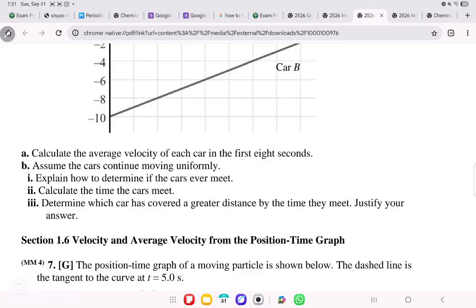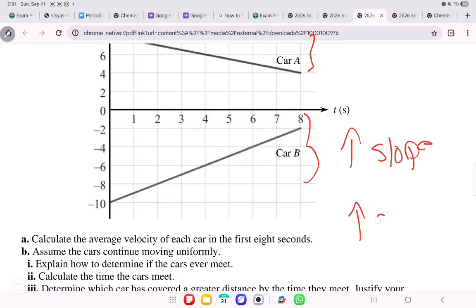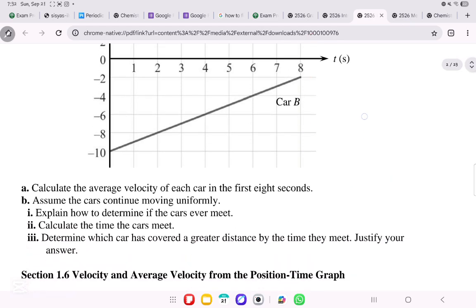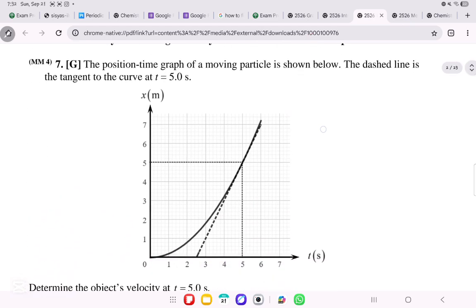Now, 3. Determine which car has covered a greater distance by the time they meet. Now, what you need to know is that the more sloped something is, the greater distance it covers. So in this scenario, between car A and car B, which has a greater slope? That means it will cover a greater distance. So that means in this scenario, you can say that car B, because it is sloped more, will cover a greater distance.